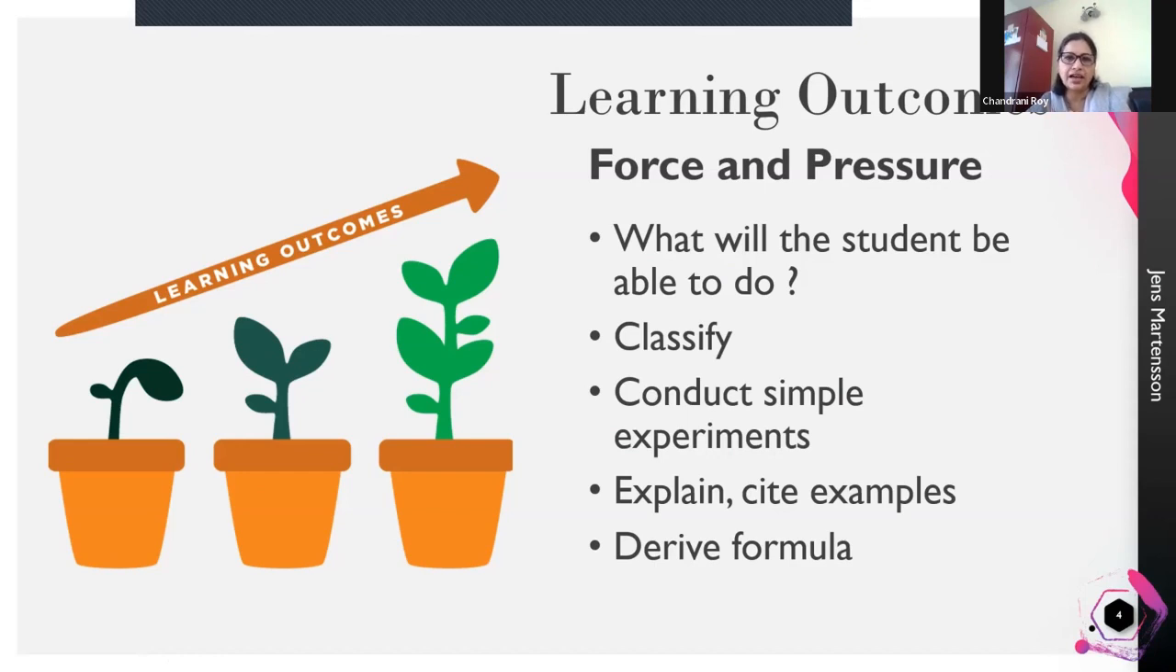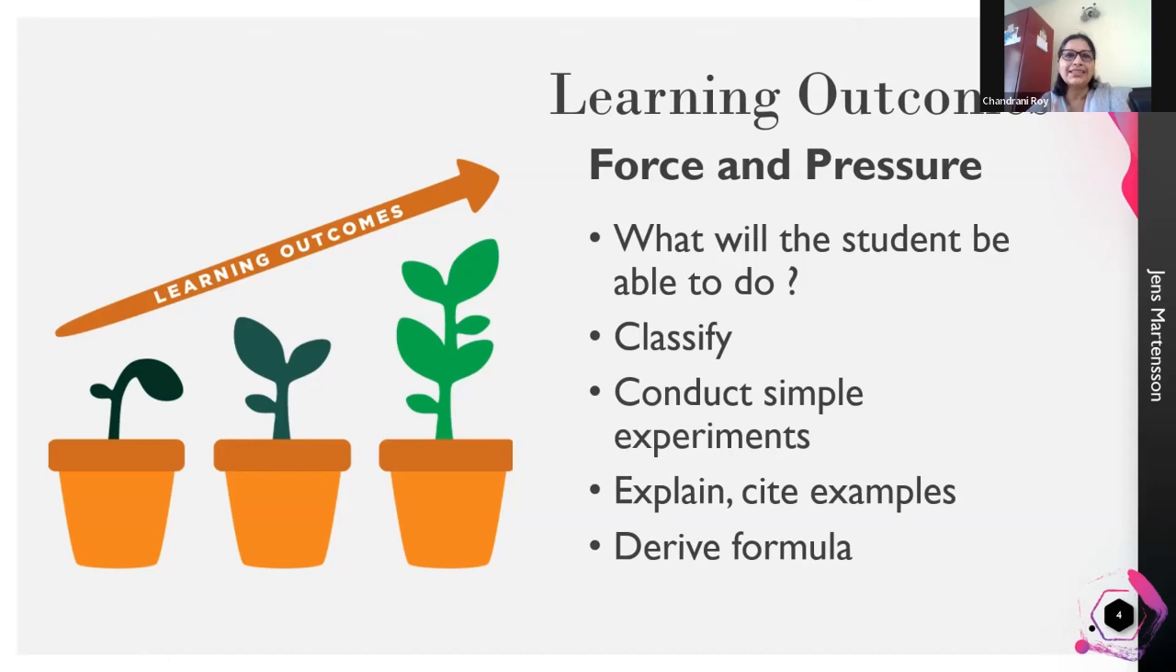Before we go into the contents of the lesson, let us have a look at what we expect our children to be able to do at the end of our teaching session. So the learning outcomes that we expect. What will the student be able to do? That is how we generally start our learning outcomes. In fact, that's how we write down our learning outcomes whenever we have a lesson plan to make. So our students would be classifying, conducting simple experiments, explaining, citing examples, deriving a formula. These are some of the ways in which we can frame our learning outcomes.